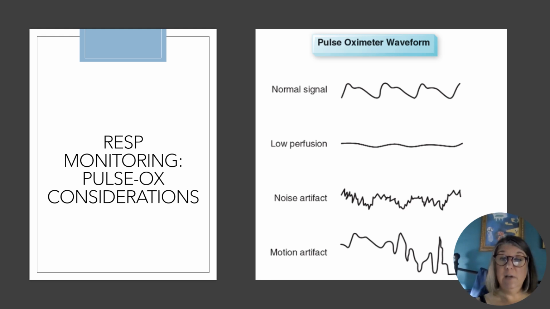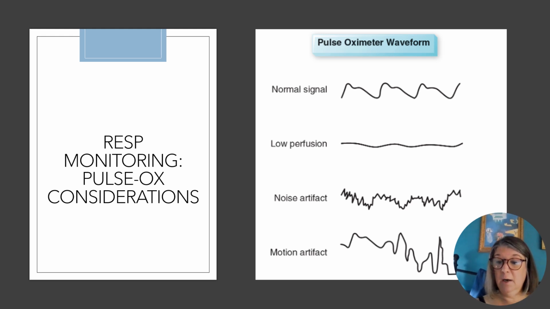Nursing complications. So we just want to confirm accuracy of our pulse ox, right? By doing this, we can look at the waveform. Notice our waveform kind of looks like a normal sinus rhythm, all right? Notice that low perfusion looks similar to asystole, right? Asystole is a straight line. Look at low perfusion here, right? Just a little straight line. This is what it looks like with noise artifacts.